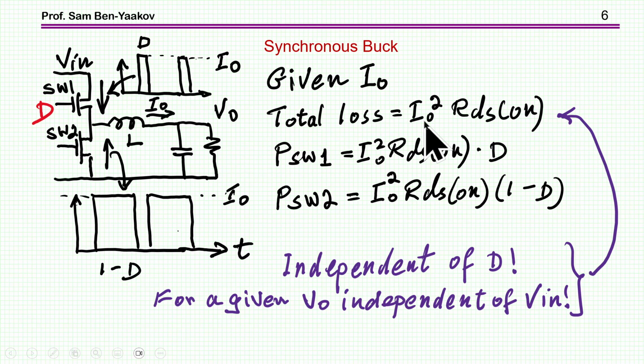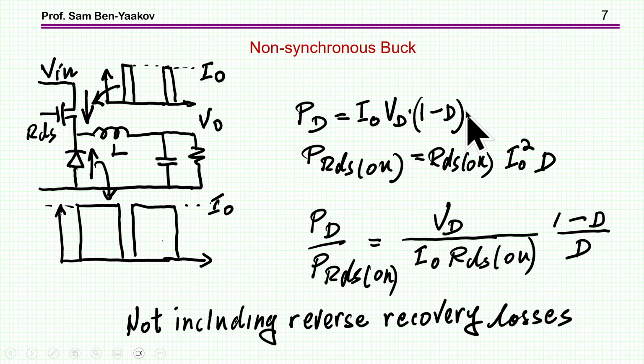What this means is that for a given I out and V out, the losses are independent of the input voltage, because they are independent of the duty cycle, which is affected by the input voltage. So this is very unique to the synchronous buck, or to the buck, I should say, that the total losses of the switches are a function of the output current and RDS(on), and not of the duty cycle or V in. What happens in the case of a non-synchronous buck?